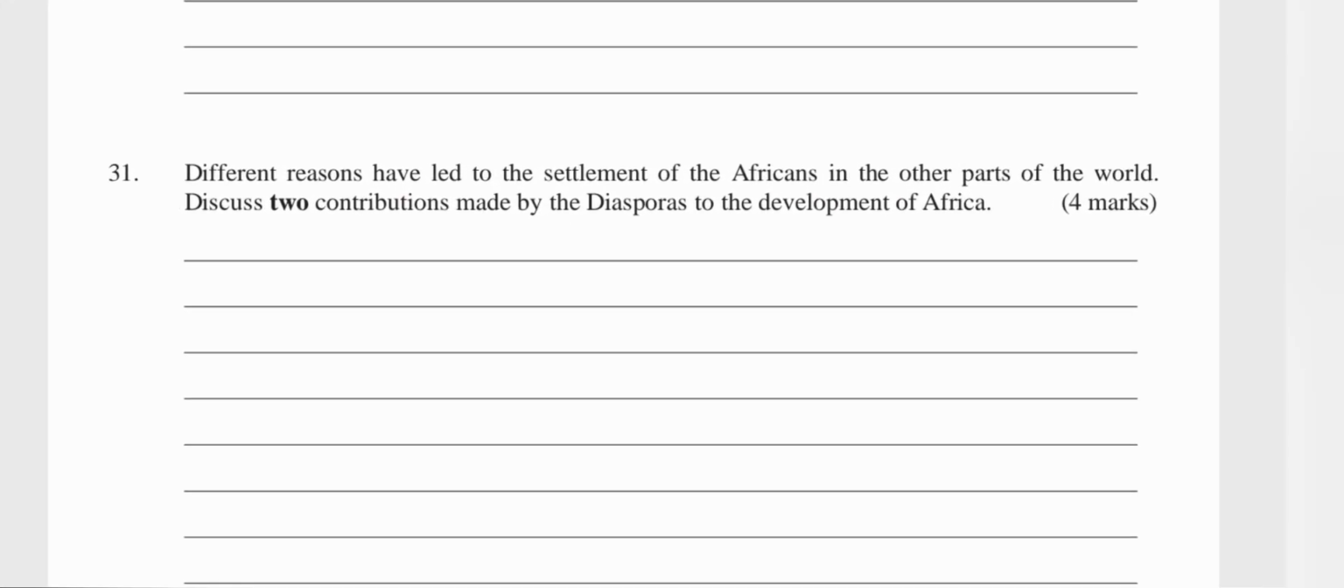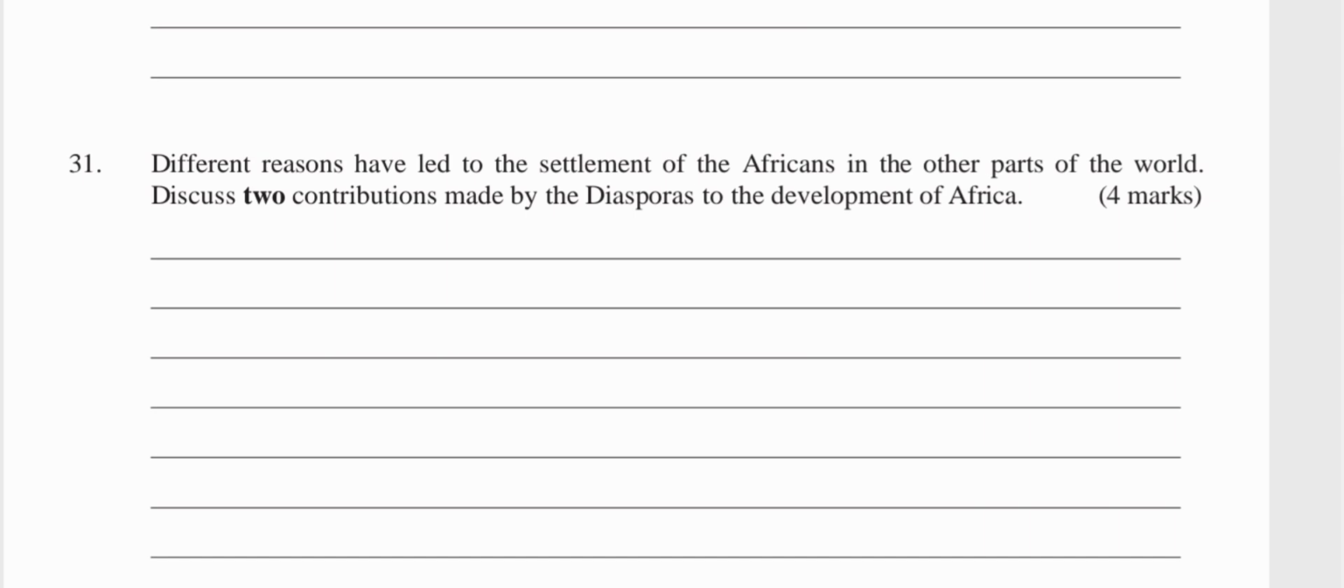Number 31. Different reasons have led to the settlement of Africans in other parts of the world. Discuss 2 contributions made by the diaspora to the development of Africa.